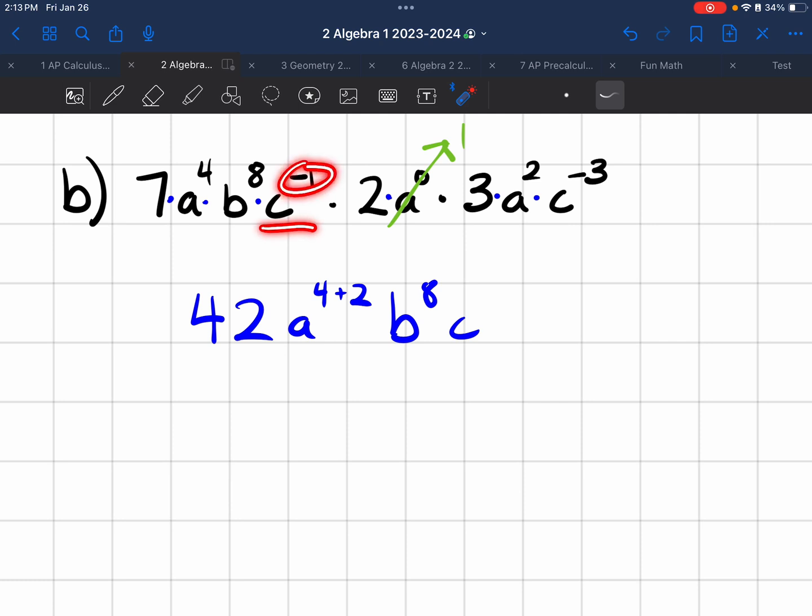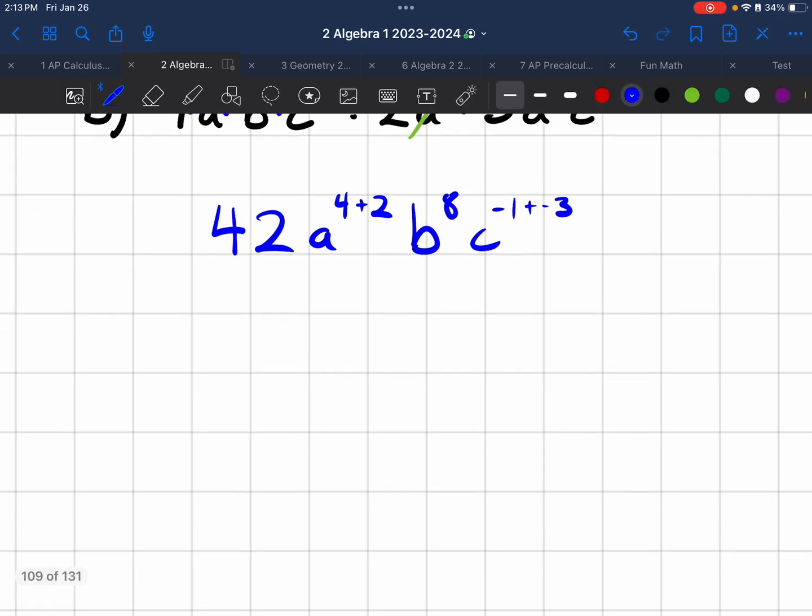I have a c to the power of negative 1, so I'm going to write down c to the power of negative 1. I have no c's right there, and I have a c to the power of negative 3. So I'm going to add this negative 1 with the negative 3. Again, I'm adding because I'm multiplying the bases. If I simplify this, this is going to turn into a 42, a to the power of 6, b to the power of 8, and c to the power of negative 1 plus negative 3 is negative 4.